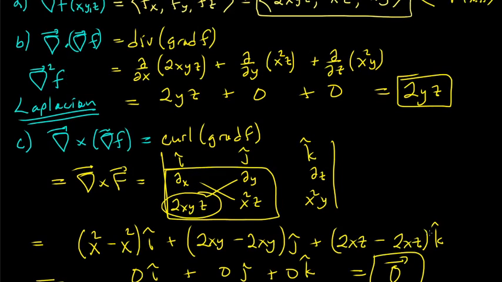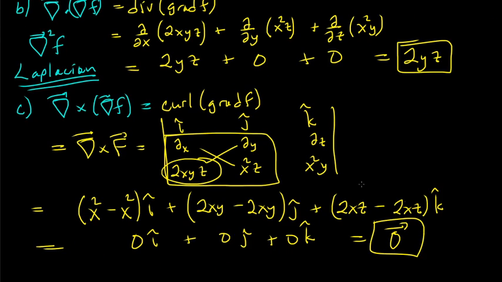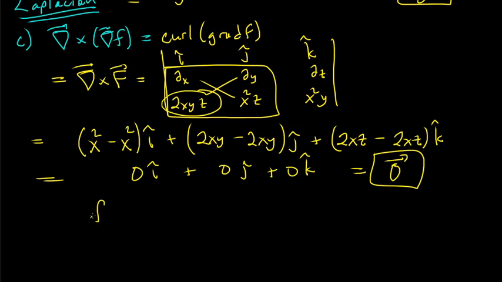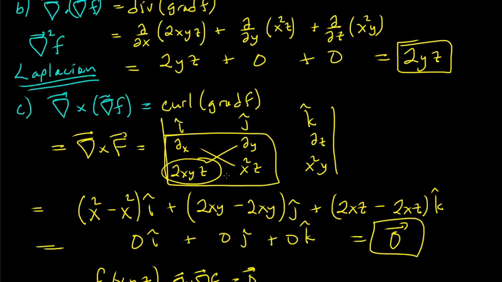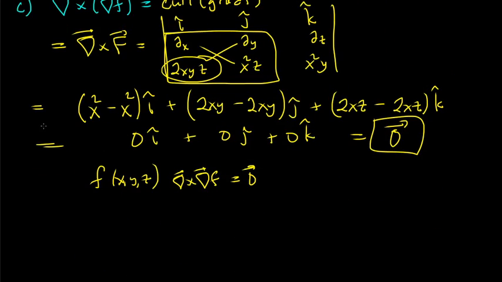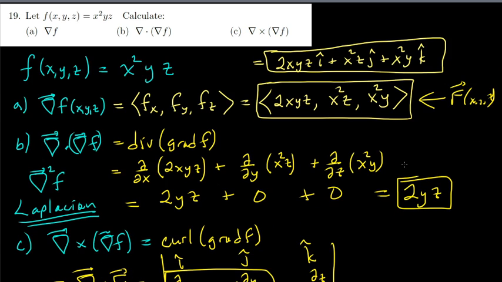In fact, it turns out you're always going to get 0 here. It doesn't matter what the function is. I would advise you to prove this. For any function, take the gradient of it and then take the curl of that. It turns out you always get the 0 vector. So of course it's going to work for this particular function, but it could work for any scalar function here. All right, so that's number 19. Let's go on to number 20.